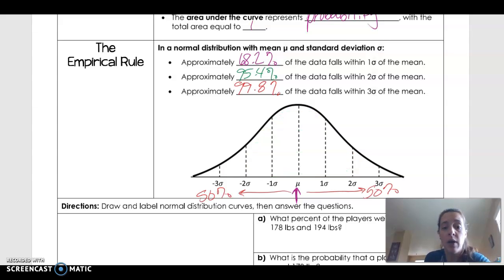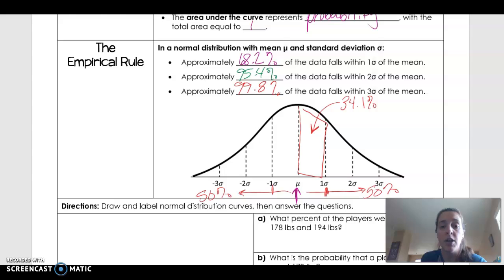I'm going to erase this information because there are some other ways that we can break it down. If you want to use arrows or redraw your curve, that would be sweet too. Because I know that 68.2% of all of the data falls between my negative standard deviation and my positive standard deviation, I know that in this little spot right here, 34.1% of my data will fall within there.